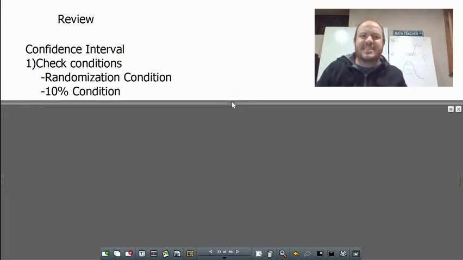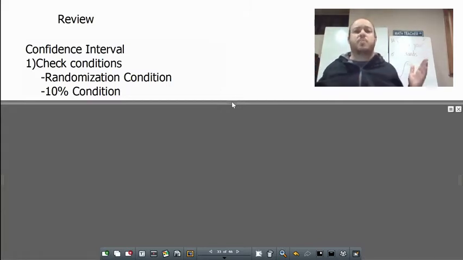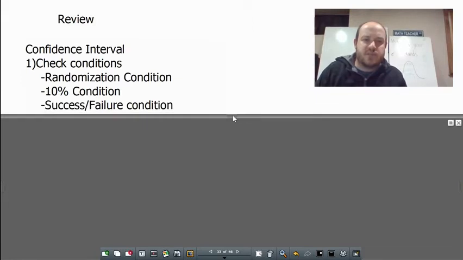Second one we're looking at is the 10% condition. What this says is that your whole sample size must be less than 10% of the whole population. Usually this isn't an issue, because if we're talking about all people in America, you would need a huge sample to reach 10% of all of America. The only time the 10% condition really is an issue is when you're looking at a small population and you're pulling a sample that could make up more than 10%. Rarely the case, but always something to be checking for.